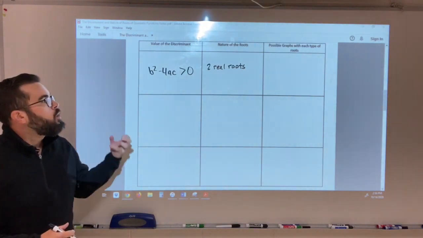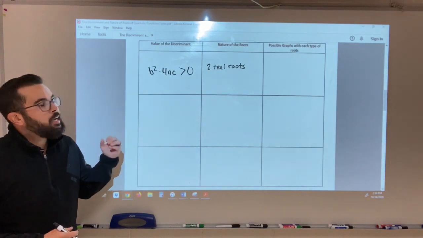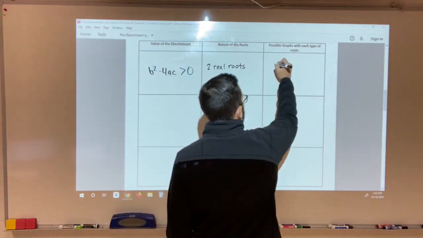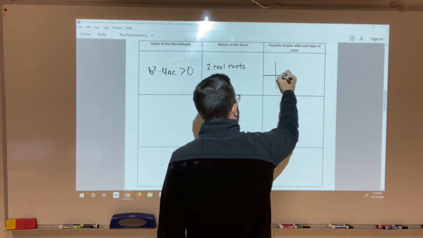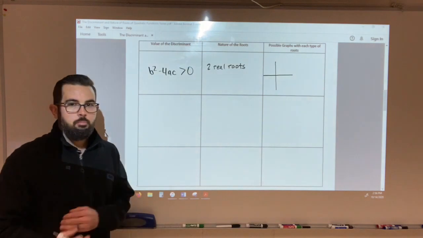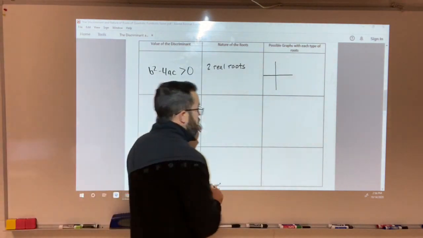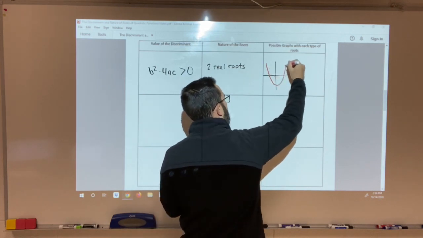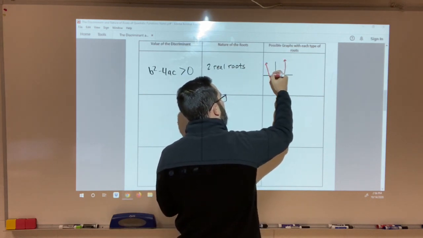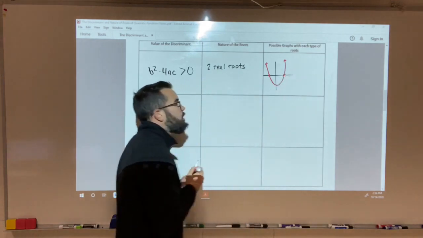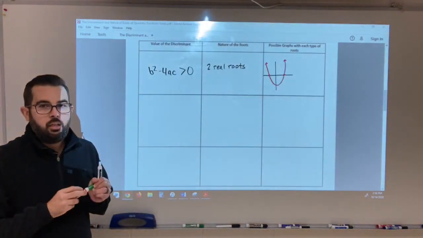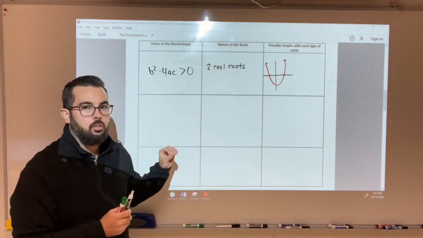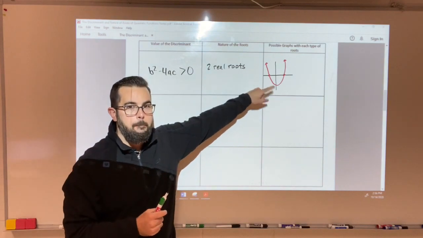All right, so what is that going to look like on a graph, or what could that possibly look like on a graph? Well, we're dealing with the quadratic, and quadratics are parabolas, as we mentioned in previous lessons. So one possibility is that your graph looks something like this, where it hits the x-axis in two places. That's what creates the two real roots. Remember, real numbers are the only things that show up on the xy plane.